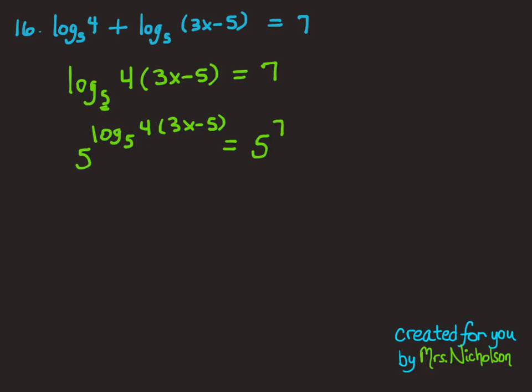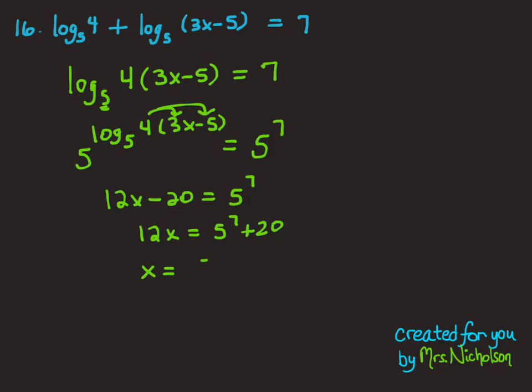I'm going to go ahead and distribute. I need to distribute that 4. So 12x minus 20 is equal to 5 to the 7th, and I don't know what that is without a calculator. So I'm just going to leave it 5 to the 7th. We're going to add 20 to both sides. 5 to the 7th plus 20. And in the last step, divide by 12. 5 to the 7th plus 20 over 12. And that's my final answer.